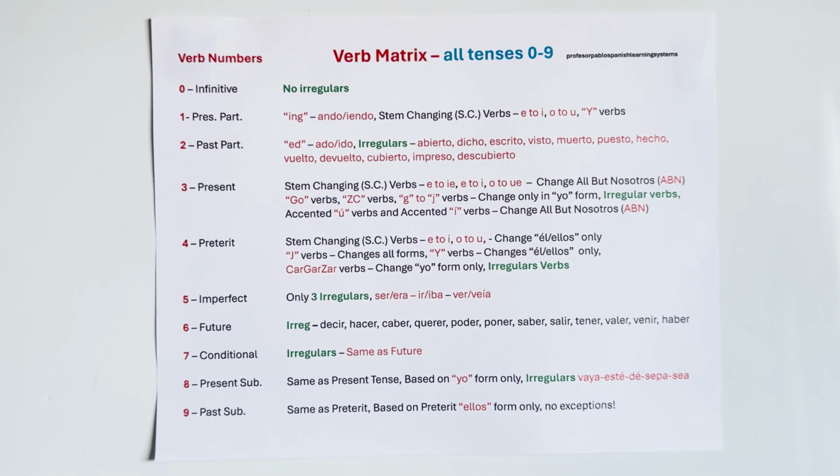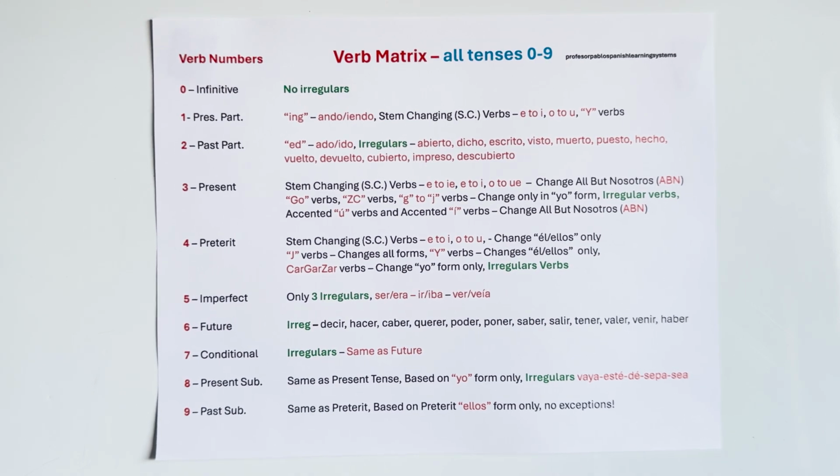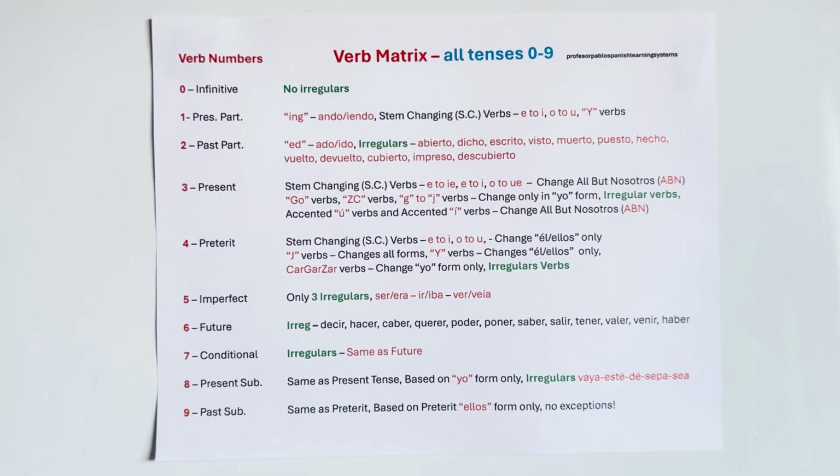There are stem changing SC verbs. SC is an abbreviation for stem changing. We have E to IE, like cerrar, cierro, cierra, cierra, cerramos, and cierran. We know that stem changing verbs in the present tense change in all forms but the nosotros. That's why we use the abbreviation ABN, all but nosotros. Empezar, it goes empiezo, empiezas, empieza, and empiezan. They all change E to IE, but the nosotros, empezamos, does not change. Okay? Let's take a look at the verbs stem changing E to I.